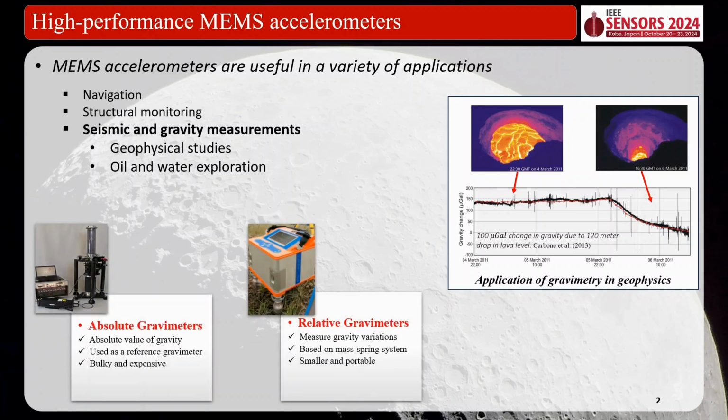There are two kinds of traditional gravimeters, absolute gravimeters and relative ones. Absolute gravimeters measure the absolute value of the gravity used as a reference, and they are bulky and expensive. On the other hand, relative gravimeters measure the gravity change, and they are based on mass spring systems. Compared to the absolute ones, they are much smaller and portable.